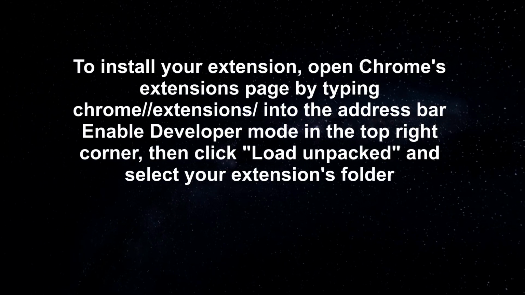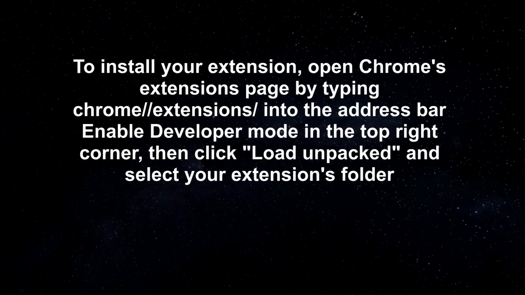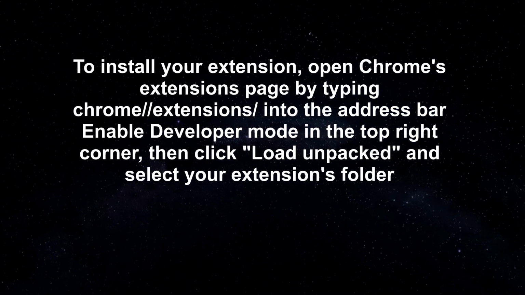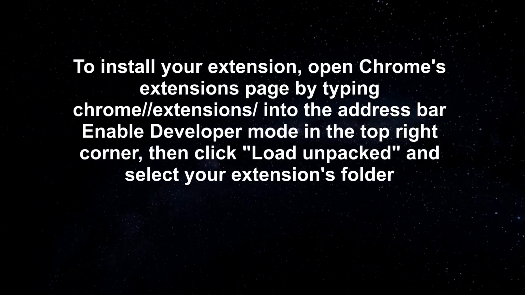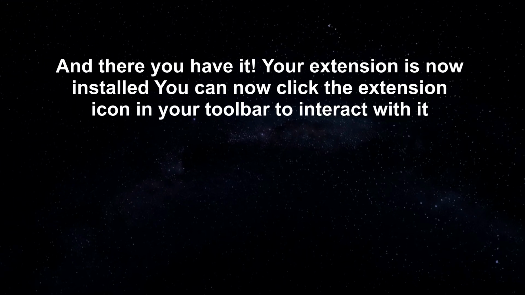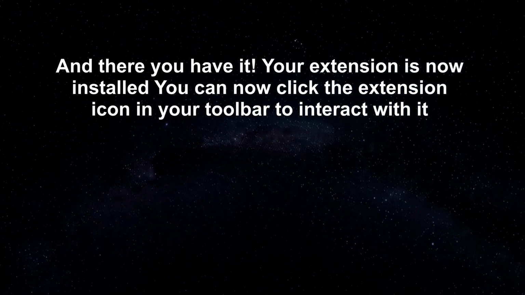To install your extension, open Chrome's extensions page by typing chrome://extensions into the address bar. Enable developer mode in the top right corner. Then click Load Unpacked and select your extension's folder. And there you have it. Your extension is now installed. You can now click the extension icon in your toolbar to interact with it.